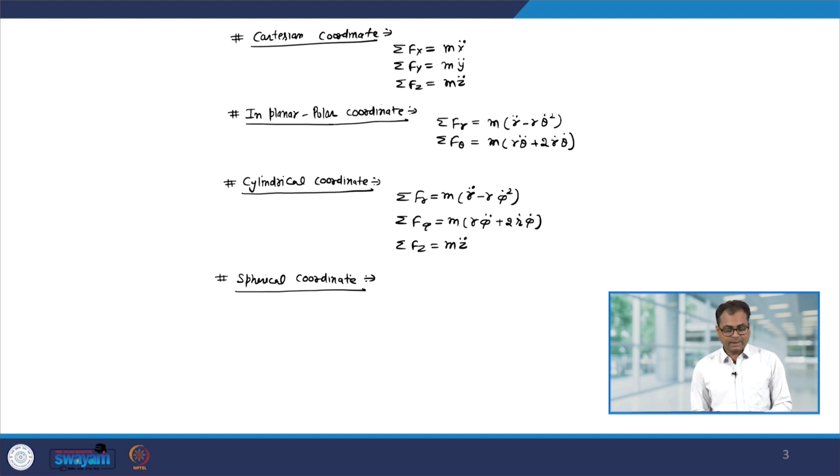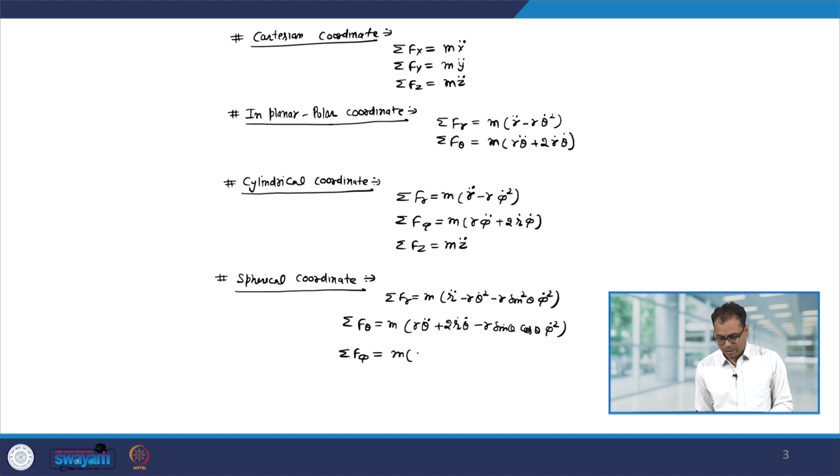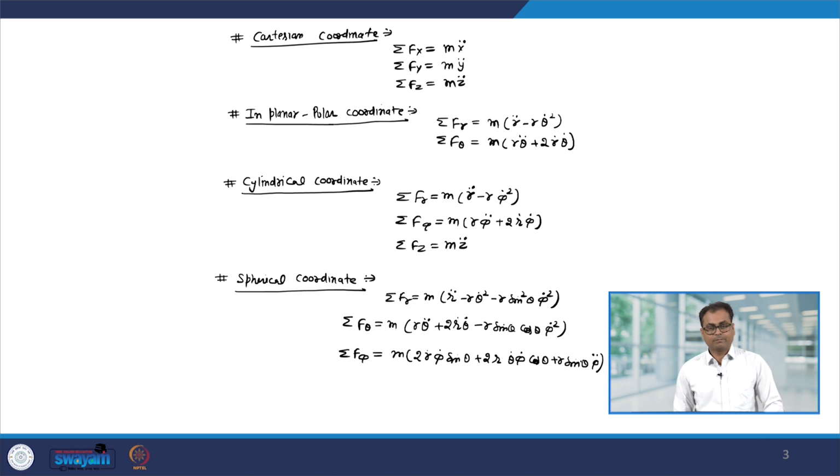In spherical coordinate system, we have r, theta and phi axes. Therefore, summation Fr is equal to m times r double dot minus r theta dot square minus r sin square theta phi dot square, and summation F theta is equal to m times r theta double dot plus 2 r dot theta dot minus r sin theta cos theta phi dot square, and summation F phi equal to m times 2 r dot phi dot sin theta plus 2 r theta dot phi dot cos theta plus r sin theta phi double dot. These are Newton's law in different coordinate systems in different directions.